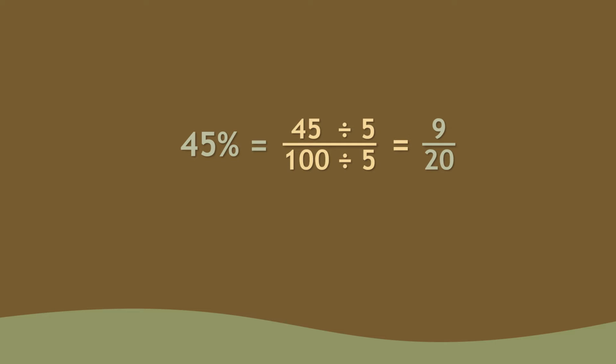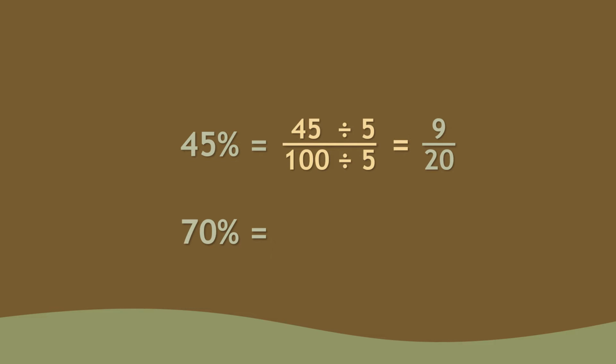Now we're going to try this with the number 70. So I'd like for you to take a minute. You can pause the video, and I want you to go through each one of those steps with 70%. I want you to first turn it into a fraction, and then I want you to make sure that that fraction is reduced into lowest terms.